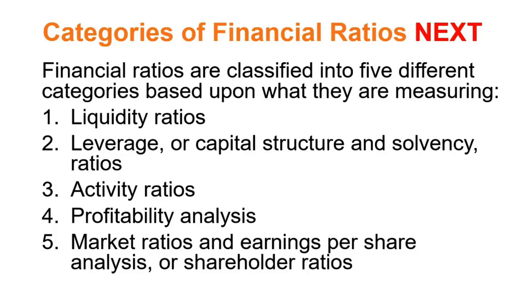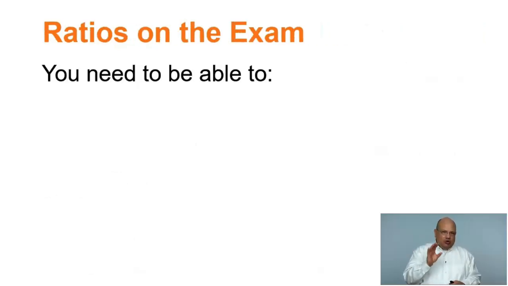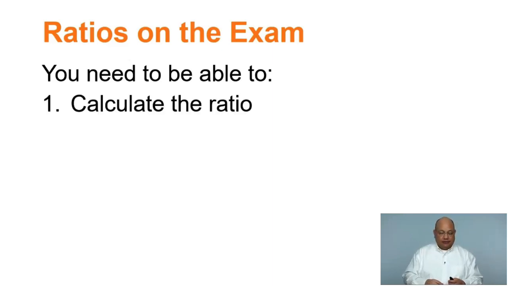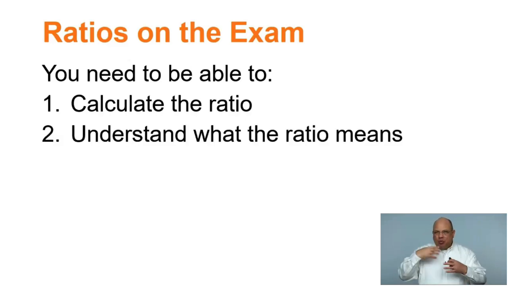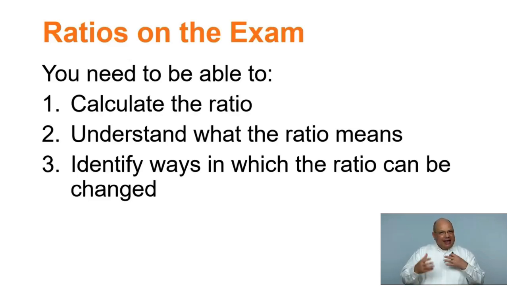Now, there are a lot of them. So what you need to be able to do on the exam in respect to ratios is you need to be able to calculate the ratio. There's something divided by something. You need to understand what that ratio is telling us. What information is that ratio giving us? And you may need to be able to identify a way or ways in which the company could improve that ratio. What is it they need to do?